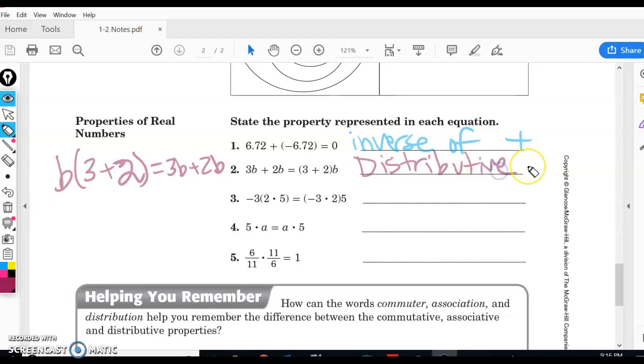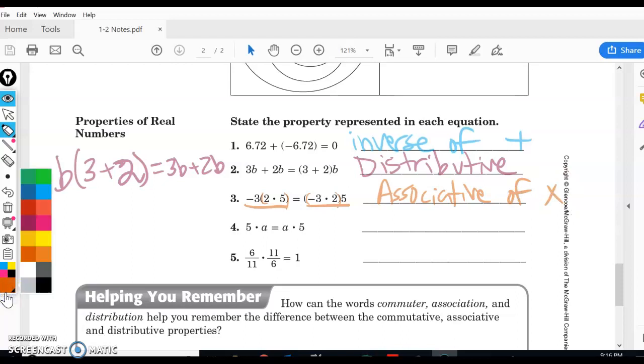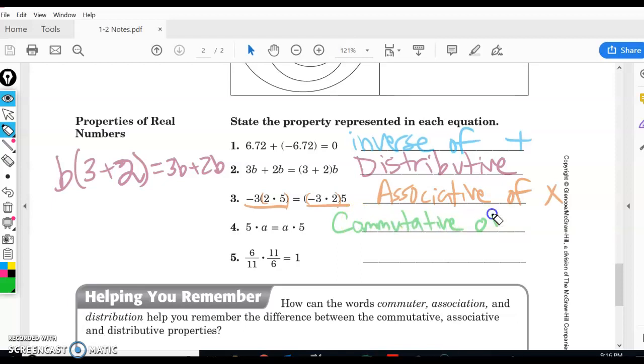Distributive. Number 3, we have -3 parenthesis 2 times 5 equals -3 times 2 times 5. The order of the numbers is staying the same. The only thing that's changing is these parentheses. That is the associative property of multiplication. Number 4, 5 times a equals a times 5. We're changing the order. So C for change, C for commutative. And that's of multiplication.